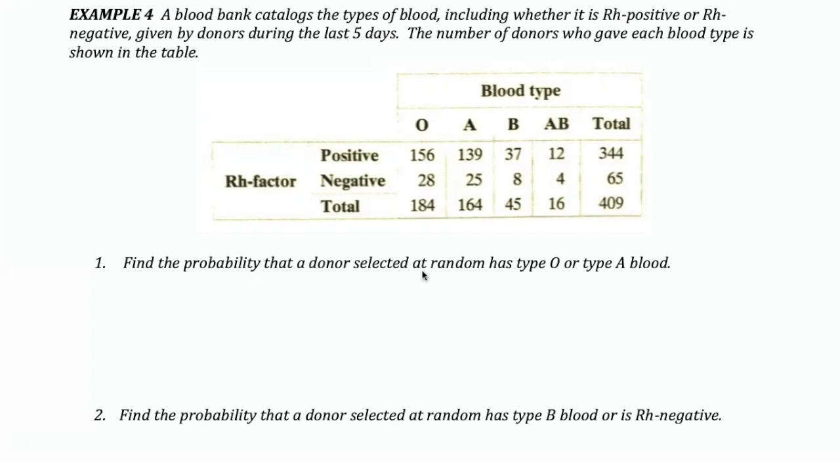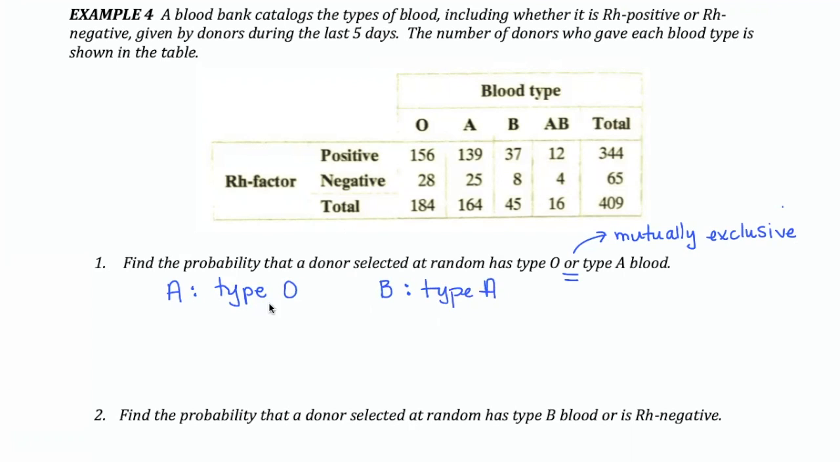Find the probability that a donor selected at random has type O or type A blood. So as soon as I see the word or, this is where I need to worry about if these events are mutually exclusive or not. So in order to do that, I have to think about if my event A is being type O and event B is being type A, is it possible for someone to be both of those? And the answer is no.